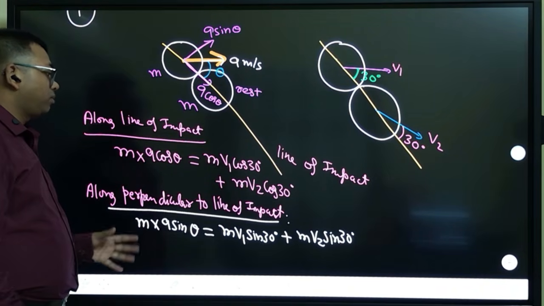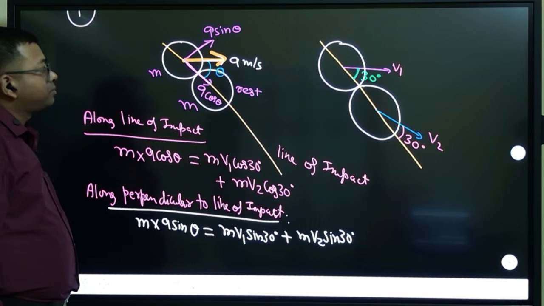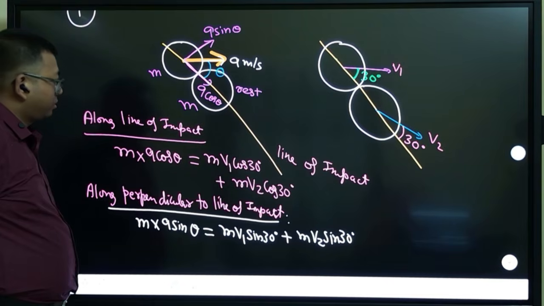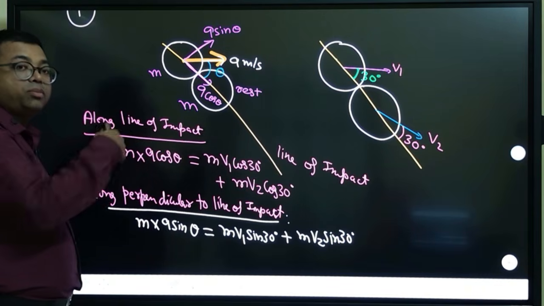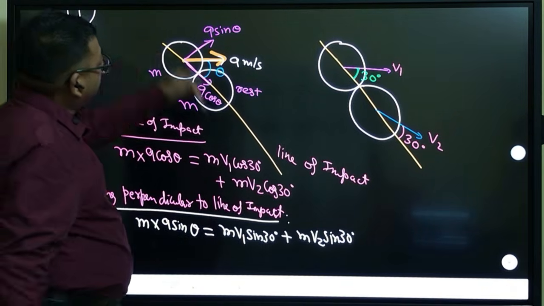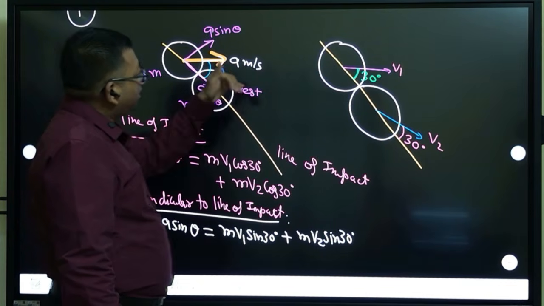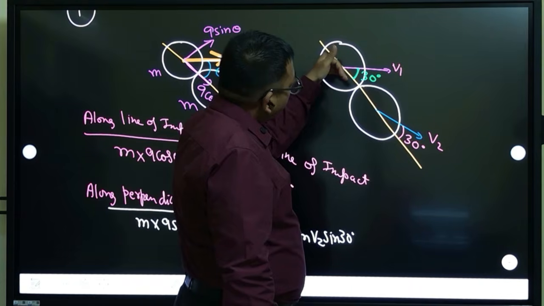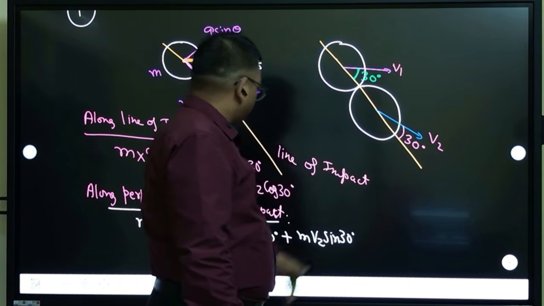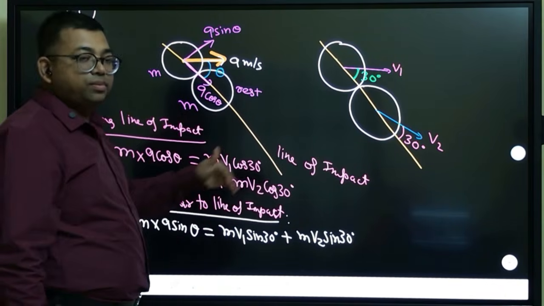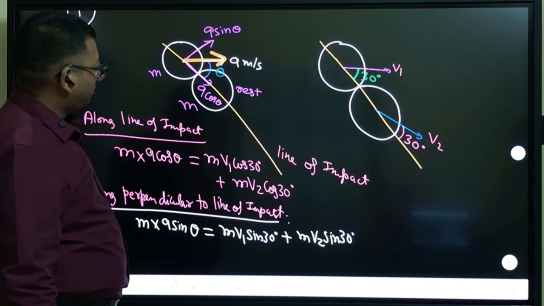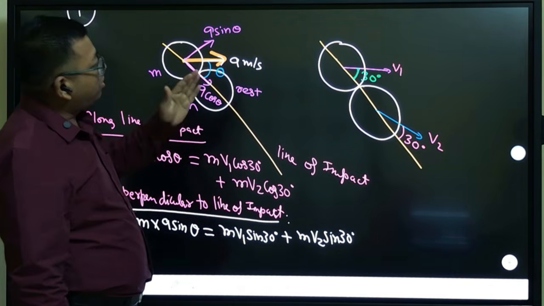That's all. We don't know much about that. Along with this momentum conservation, along this direction, momentum initially was m into 9 cos theta, and after collision, mv1 cos 30 degree plus mv2 cos 30 degree. What is the problem in this? That is what we are doing, along x-axis and along y-axis.